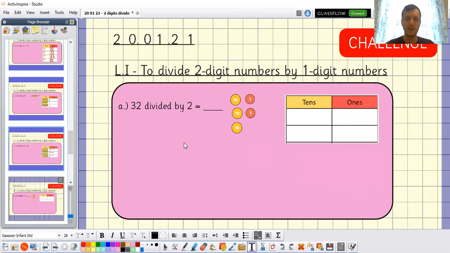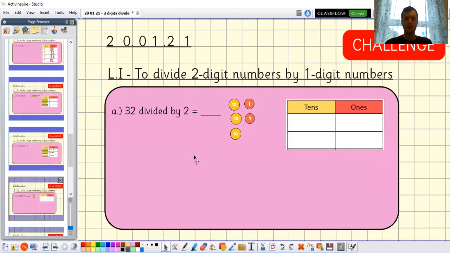Last one, 32 divided by 2. So I'm sharing just between 2 groups this time because I'm dividing by 2. And I start with my 10s again. 1 10 there, 1 10 there, 1 10. Oh, again, I've got the same problem. I can't put my 10 here because it won't be equal. I can't put my 10 here. It won't be equal. So again, what do I do?